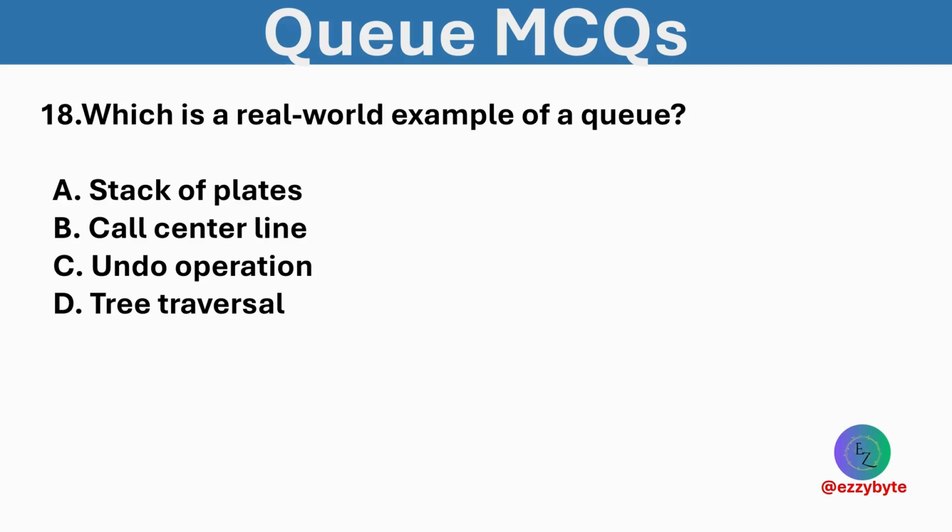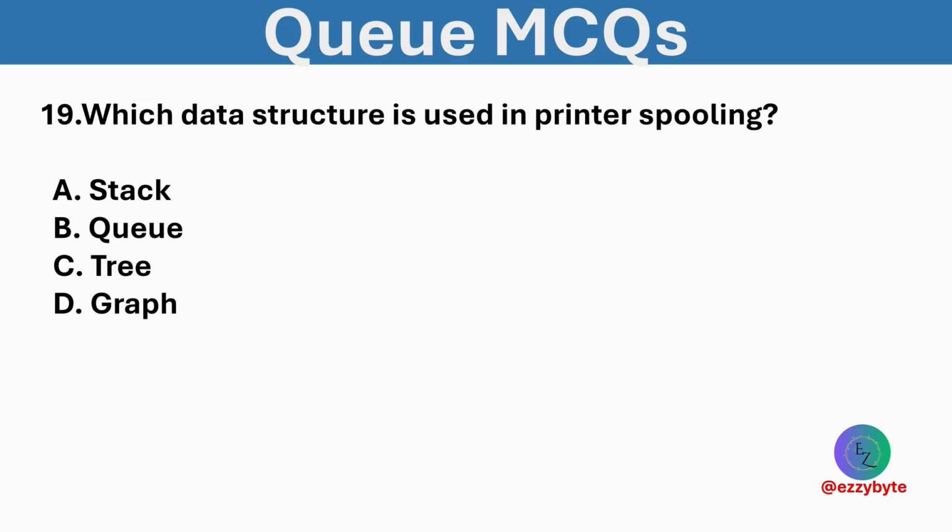Which is a real world example of a queue? Options are stack of plates, call center line, undo operation, and tree traversal. Option B is correct. Call queues operate on FIFO just like a queue. Which data structure is used in printer spooling? Options are stack, queue, tree, and graph. Option B is correct. Printer tasks are processed in order using a queue.